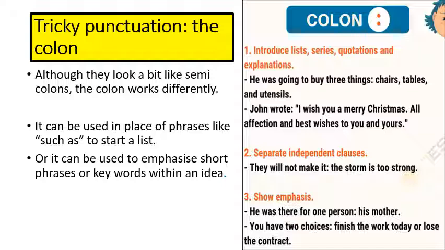They will not make it. The storm is too strong. They will not make it kind of sets you up to think, why won't they make it? What's going on? And the right hand side after that colon answers that question. The storm is too strong. Down the bottom you've got another really good example. That he was there for one person. Who is that one person? Oh, it's his mother. That's how a colon works.